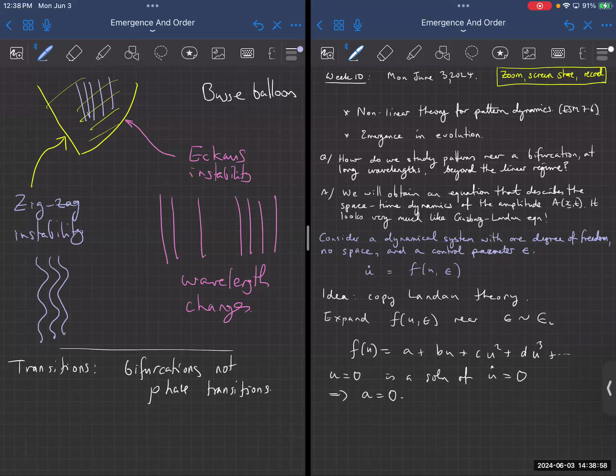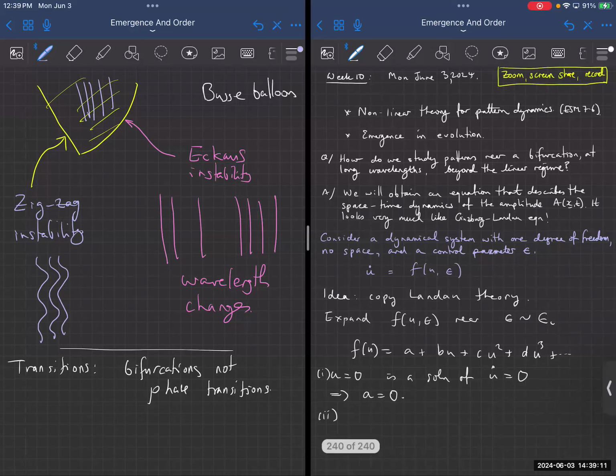Now the next thing. This is the first criterion. The second criterion is that we expect that near epsilon c a pattern forms, or something forms.